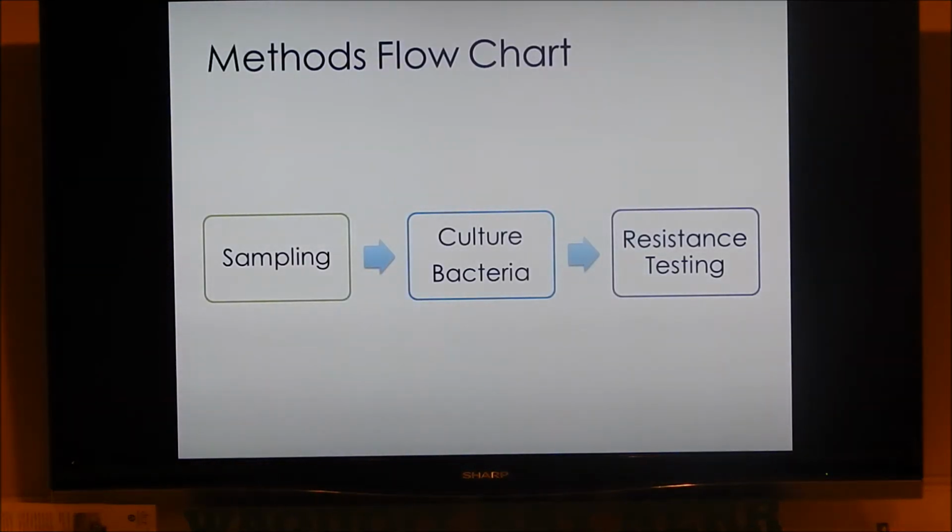So what we do, this is the methods flow chart. We go out sampling, then I come back and bring those samples back into the lab and culture bacteria, and then we do resistance testing. So I'll explain each one of these.